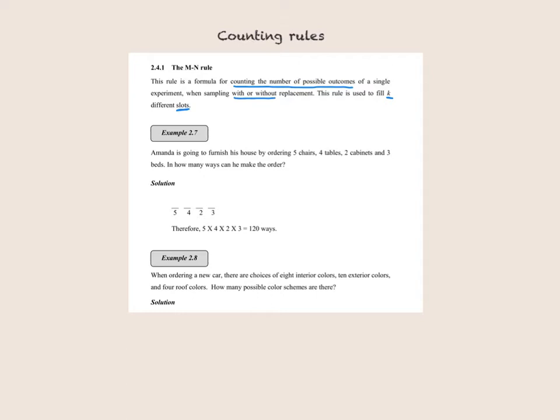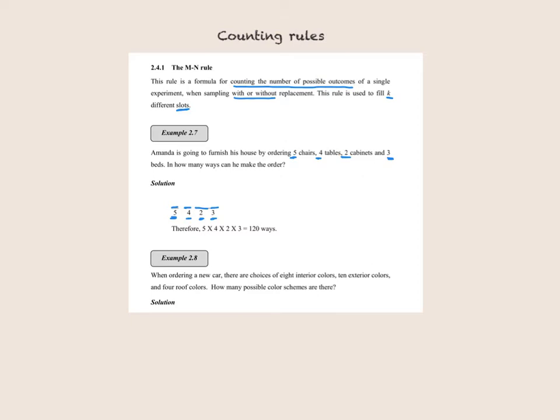So in example 2.7, Amanda is going to furnish his house by ordering 5 chairs, 4 tables, 2 cabinets, and 3 beds. In how many ways can he make the order? So we have 4 different slots. For every slot, let's say the first slot is for chairs. So we have 5 different options. And then the second slot is for tables. We have 4 different options. And then the third slot is for cabinets, 2 different options. And then the last one, we have 3 different beds.